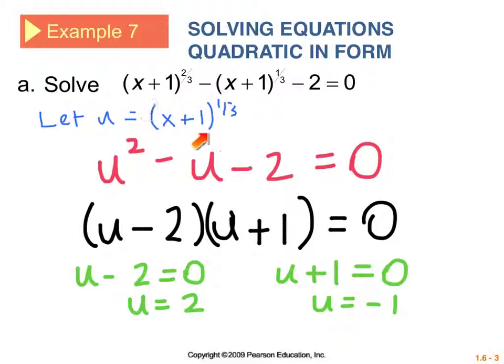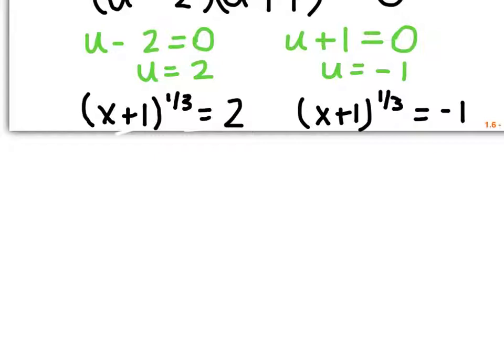We're going to take x plus 1 quantity to the 1/3 and substitute it in for each of our u's, and then solve for x. Okay, so here we have x plus 1 to the 1/3 equals 2, and x plus 1 to the 1/3 equals -1. And now I'm just going to solve each of these equations. Okay, now, in order to do that, I'm just going to raise each side to the reciprocal power. And so x plus 1 quantity to the 1/3, I'm going to raise to the 3rd, and whatever I do to one side of the equation, I have to do the other.